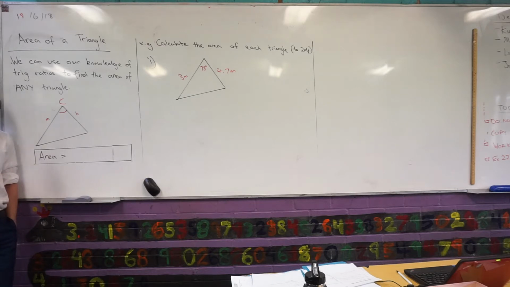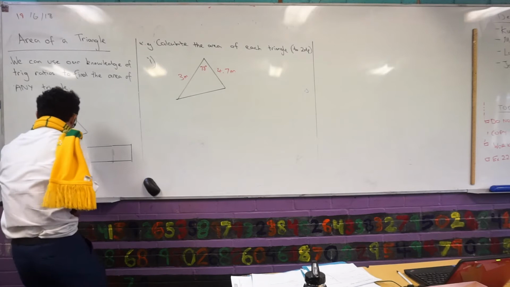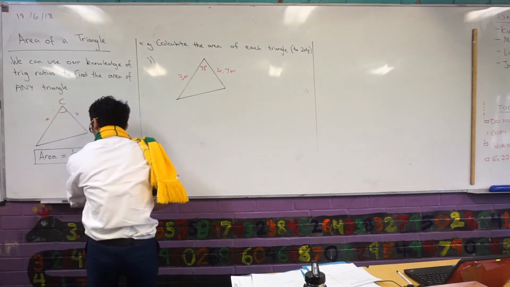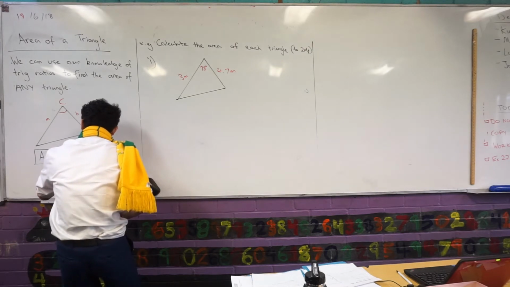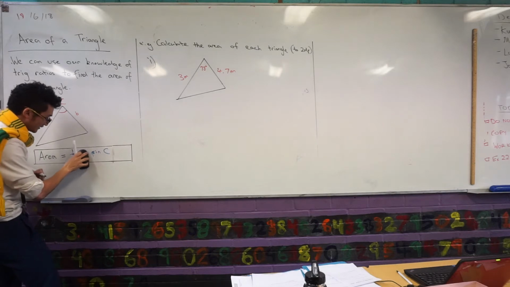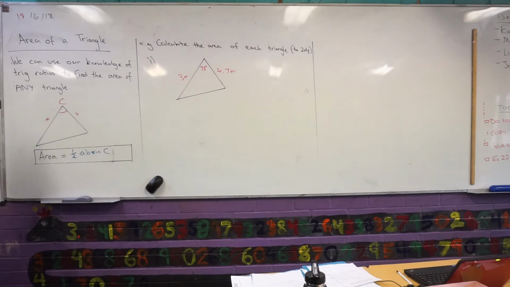Now, this is the formula I introduced to you today. The formula to find the area of any triangle is given by half times, actually I might just write it like this, half AB sine C. So when I write AB, that just means A times B, because I'm writing them next to each other. So half AB sine C. Can you write that down for me? Half AB sine C.